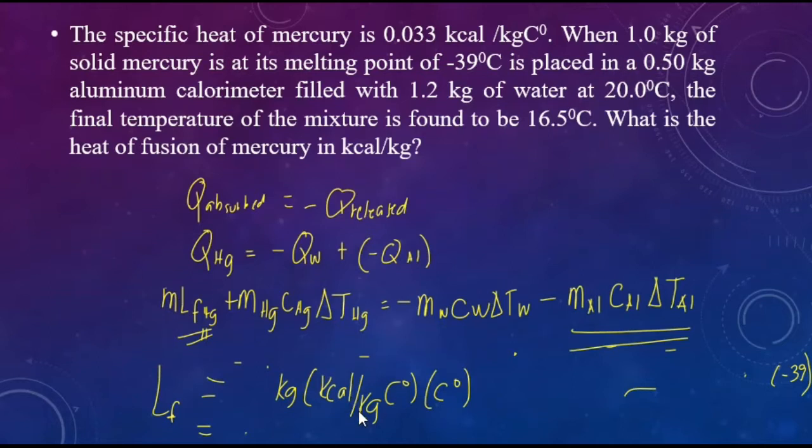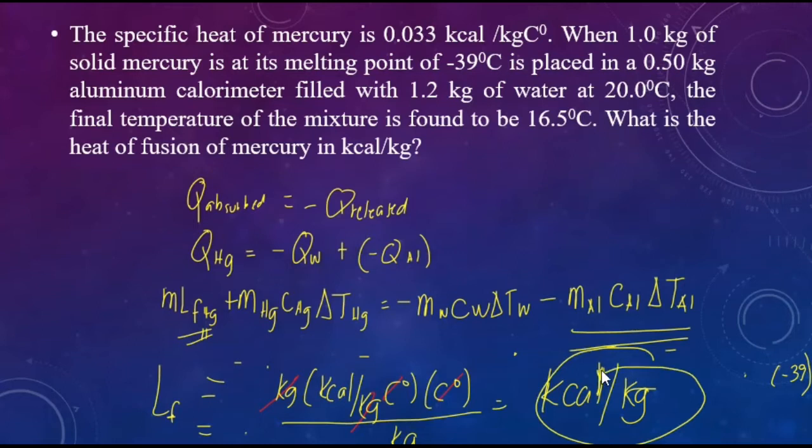So you can now see that we can cancel kilogram here, and then Celsius degree. However, in our equation, you have to divide this one by kilogram. That's why our final unit would now be kilocalorie per kilogram. So that's our final unit, kilocalorie per kilogram, for the latent heat of fusion of mercury. Okay. So next.